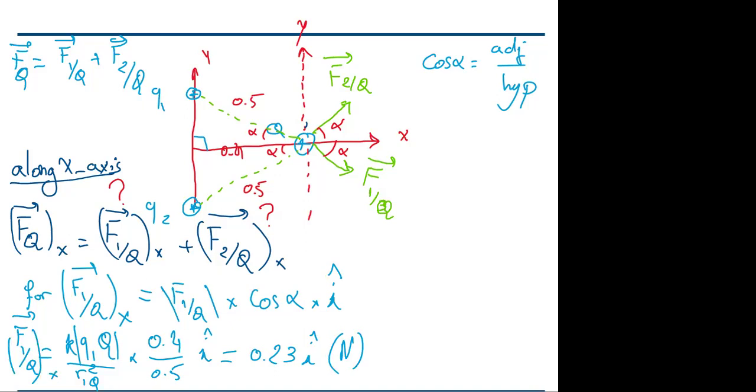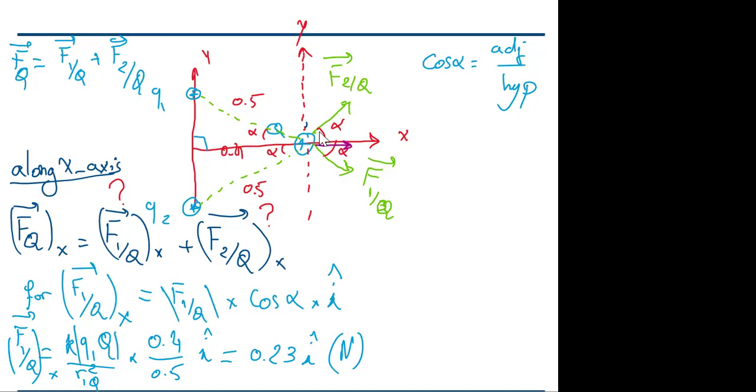What is this vector? This vector is the following. Let's draw with another color, for example this color. Okay, so we are talking about this vector. This is the x component of this vector.